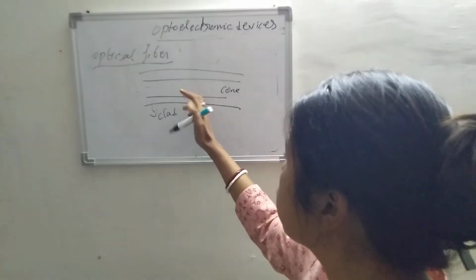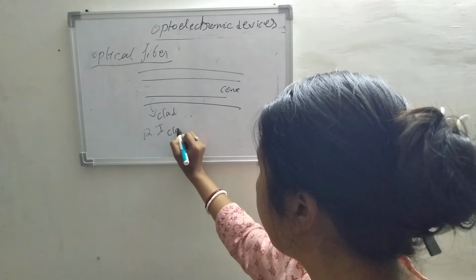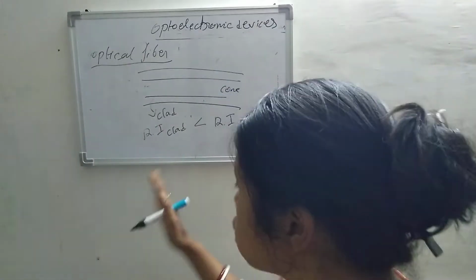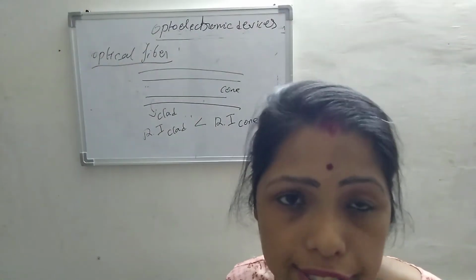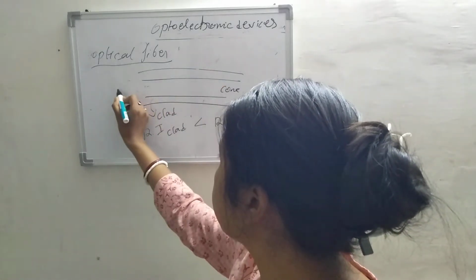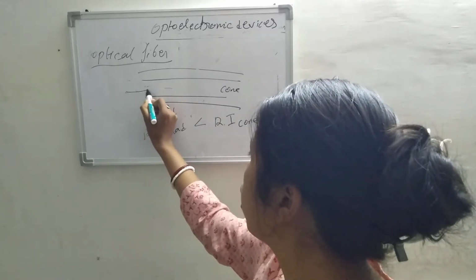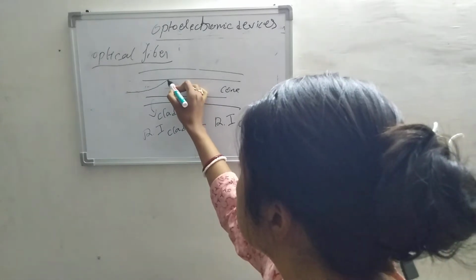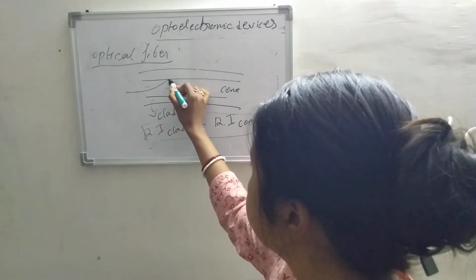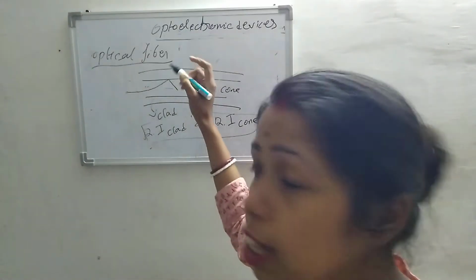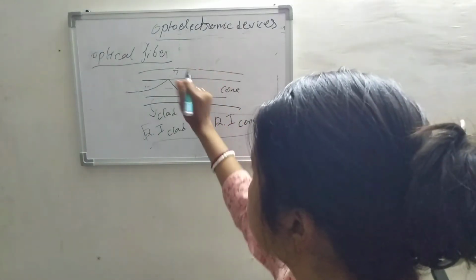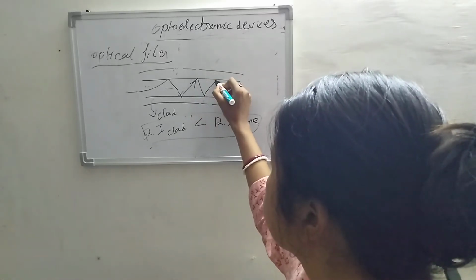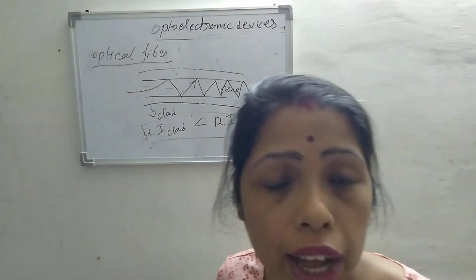The refractive index of the clad layer should be less than the refractive index of the core layer. Why? Because the optical fiber should follow total internal reflection. If light enters the optical fiber, it is transmitted towards the interface of the core and clad layers. But due to this refractive index condition, it is reflected back from the interface rather than transmitting into the clad layer. It is again transmitted, again reflected, and in this way it passes to the other end of the optical fiber.